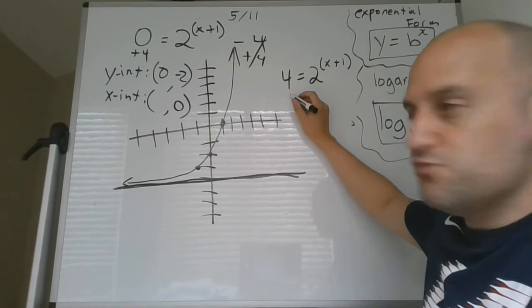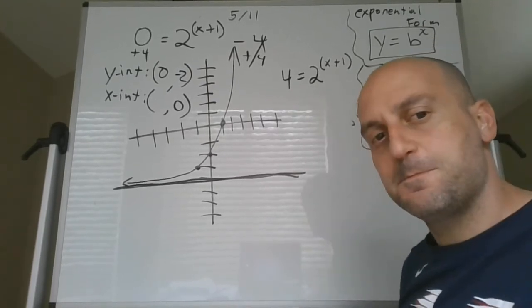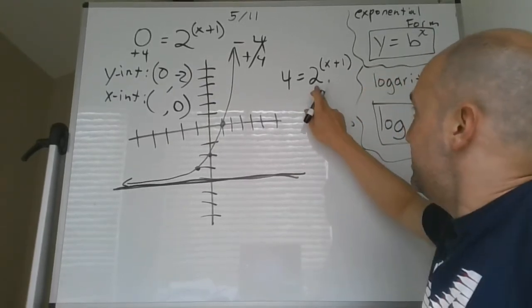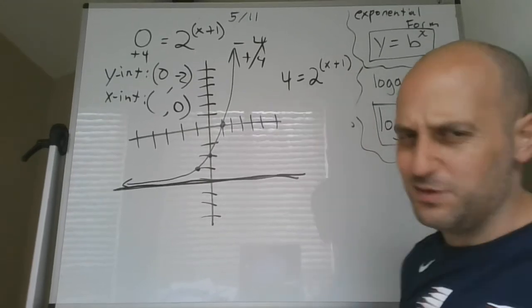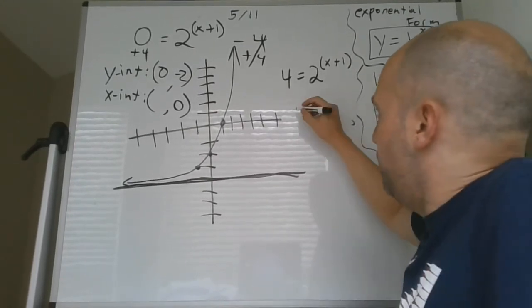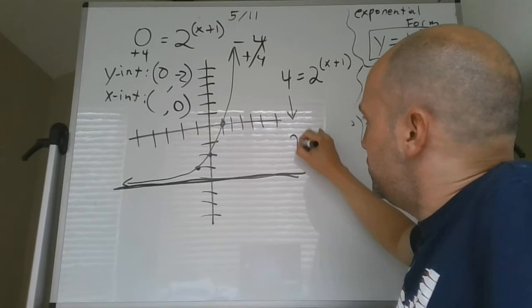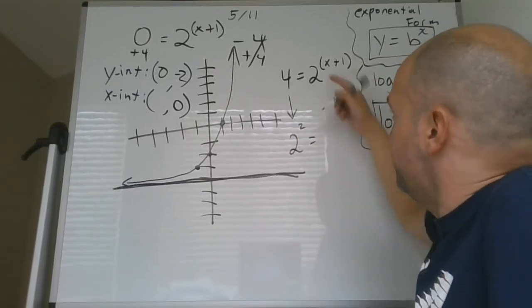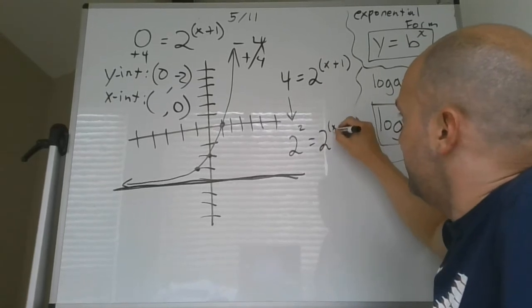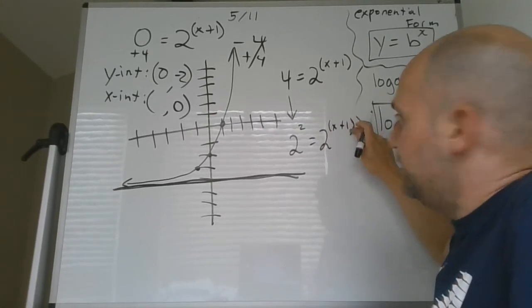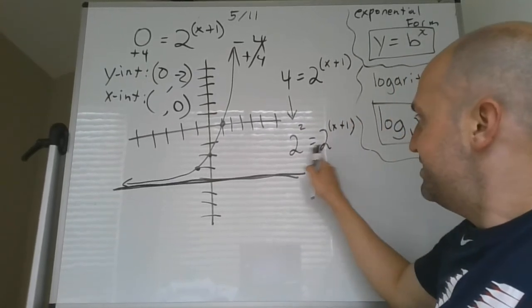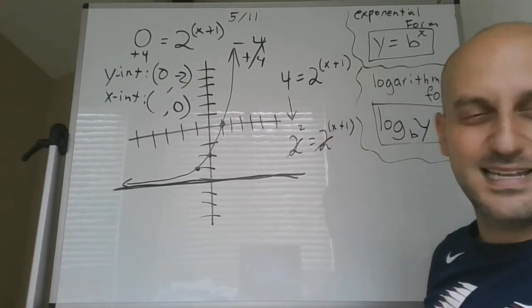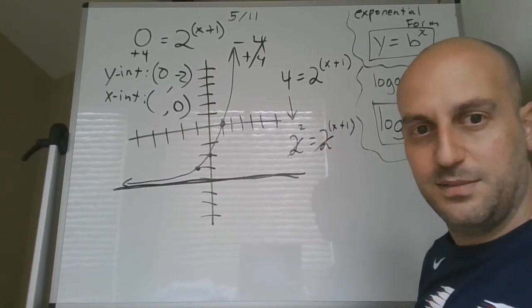4 can be written as 2 to the power of something, can it? Because this right here is 2 to the power of x plus 1. 4 is the same as 2 to the power of 2. And I'm just going to rewrite that 2 to the power of x plus 1. Now, why did I do that? Because guess what? Look at the bases. 2 and 2. Cancel them out.